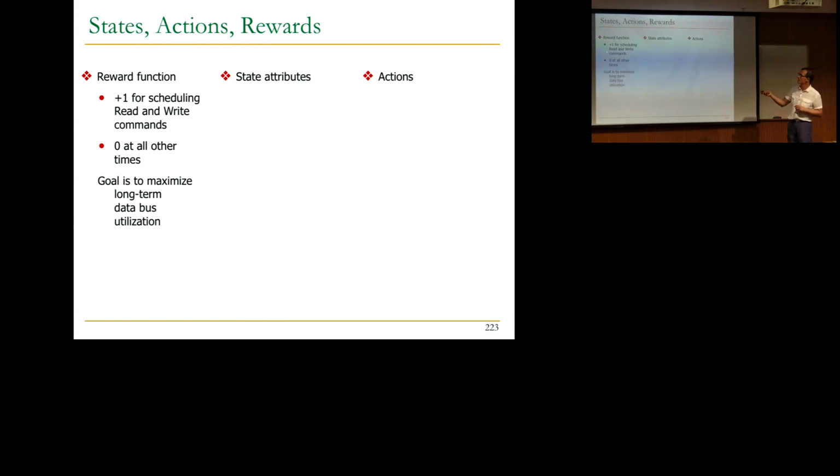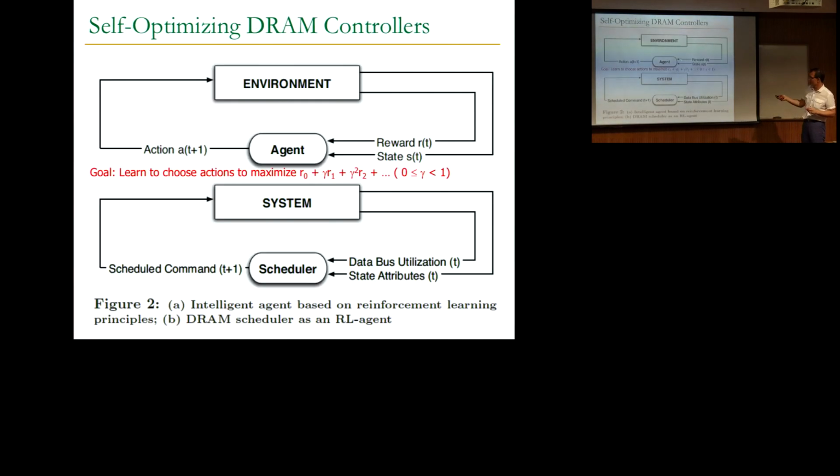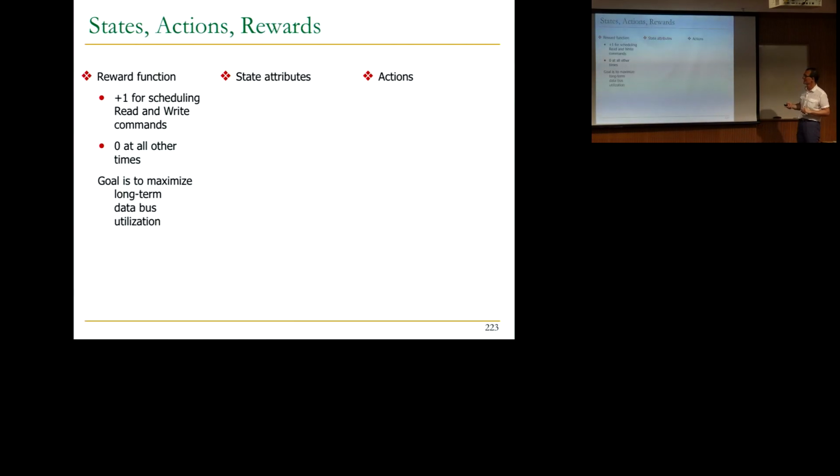So basically, our reward function was very simple. You got a +1 reward if you scheduled a read and write command, and you got a 0 reward at all other times. And the goal is to maximize long-term data bus utilization. You may get a +1 reward with the action you take immediately. Okay, you get that reward. But you may also get a 0 reward that may lead to a lot of +1 rewards in the future, right? So that equation over here that I showed you earlier takes care of that in some weighted fashion. It's not perfect, but it has some notion of long-term.